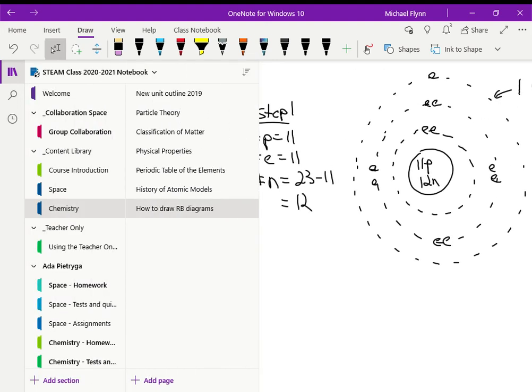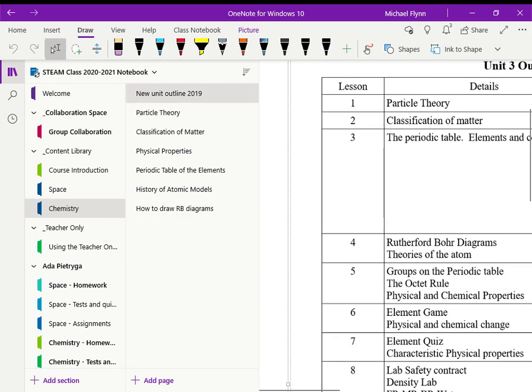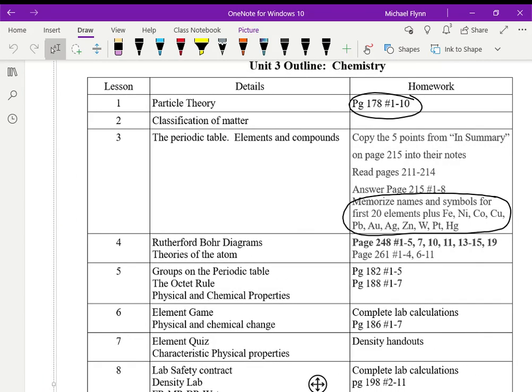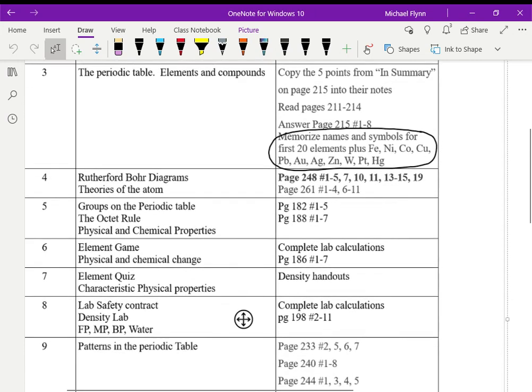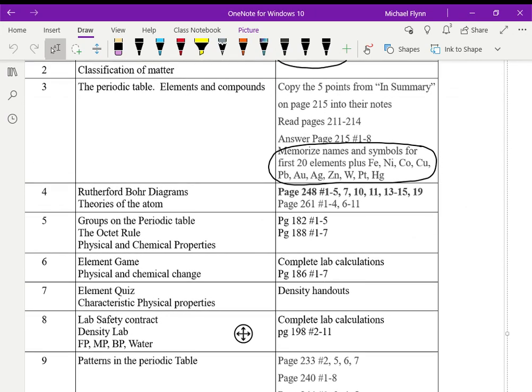Please do the homework. There is a lot of homework. I'm not checking it tomorrow, so if you get bogged down and you're stuck or whatever, you'll have some time to make this up. But if you look at what the homework is for today, the homework today is just this one here. Okay, Rutherford-Bohr diagrams and theories of the atom. Just that one. Stop there.